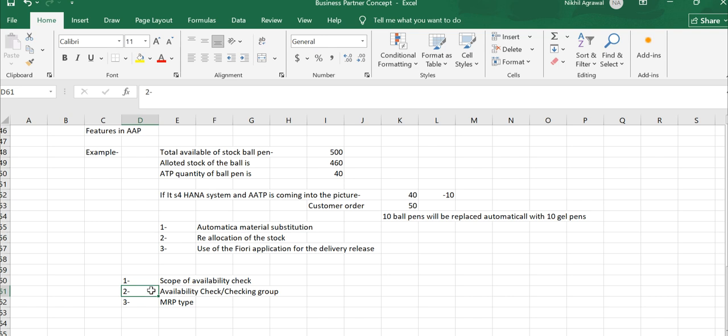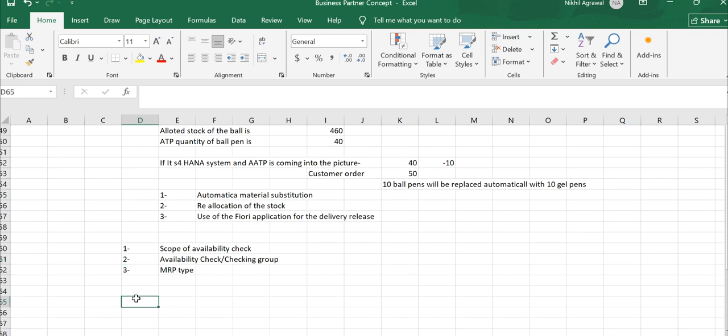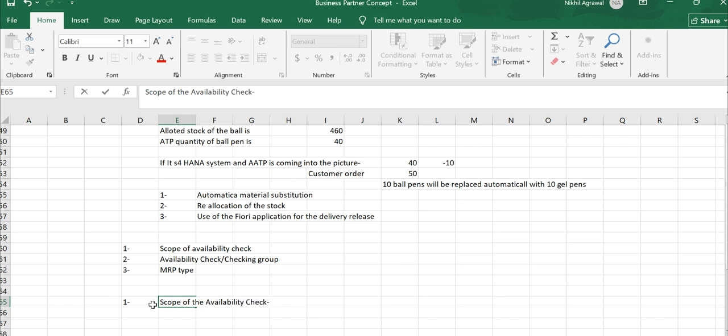So we will start from the scope of availability check. We will take the first point here, scope of availability check. Guys, remember, scope of availability check means which stock we are considering to check the availability of the material.